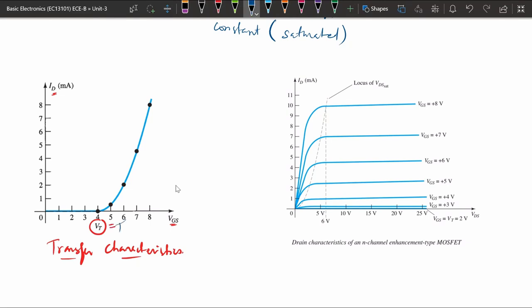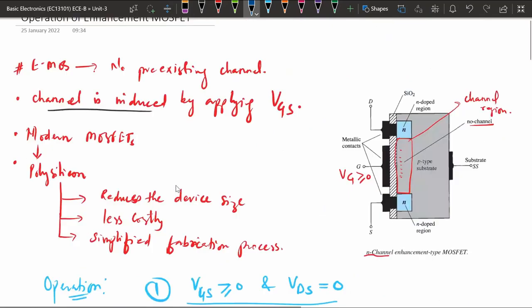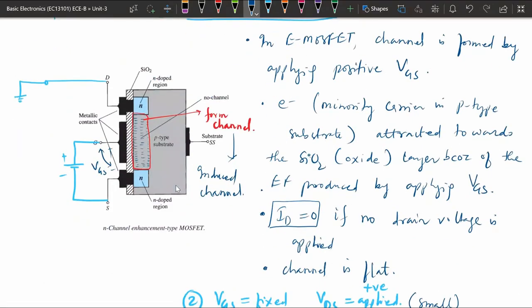This threshold voltage is the voltage at which the channel has been formed, and at that time the drain to source voltage is also applied and the current starts flowing. Initially, we connected the drain terminal to zero and applied the gate to source voltage. With the drain terminal at zero, there will be no current flowing, but channel formation is there.